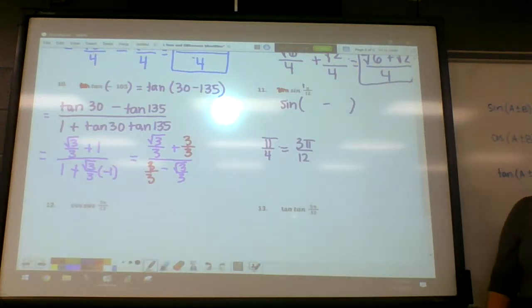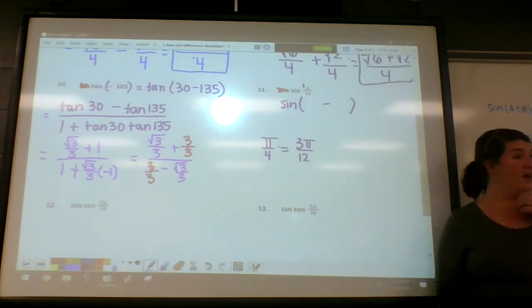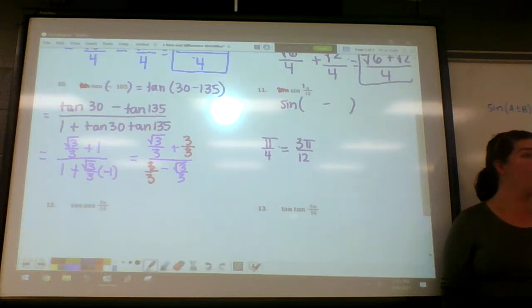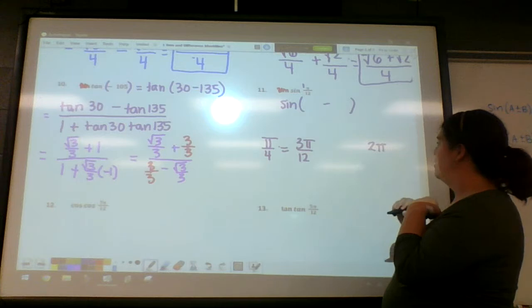And then we need to get something else that would have a 2 pi on the top, yeah? Because if you had a 2 pi on the top, then you could subtract and get 1 pi. So what's another one that could give me a 2 pi on the top over 12?